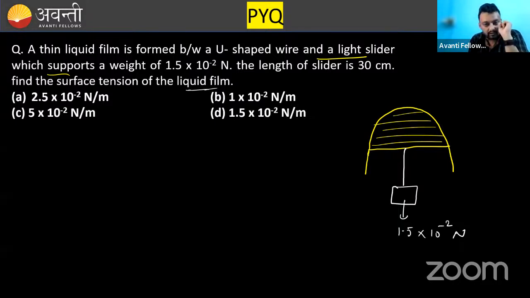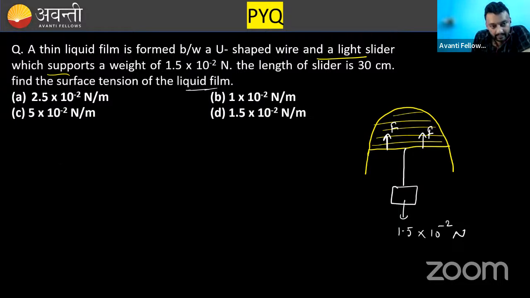One thing that I am saying, the liquid surface will try to shrink. It will exert force F. But there is not only one surface, there are two surfaces. So both the surfaces will exert force on the slider. Both the surfaces will exert force on the slider. Clear?